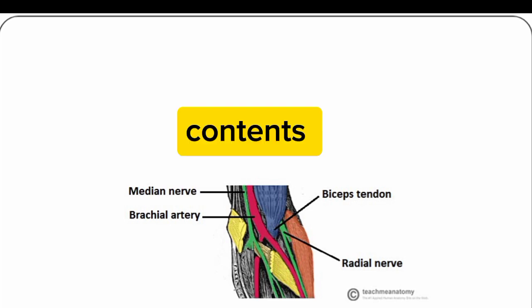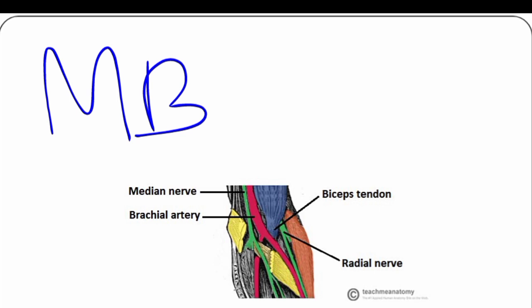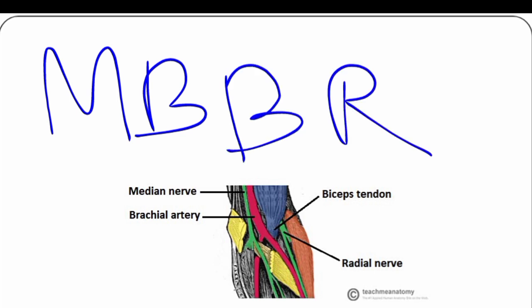Now, when we talk about the contents of the cubital fossa, it has four main contents that you can remember by this acronym, MBBR. The MBBR stands for, from medial to lateral, the median nerve, the brachial artery, the biceps tendon, and the radial nerve. Together, these four form the content of the cubital fossa.